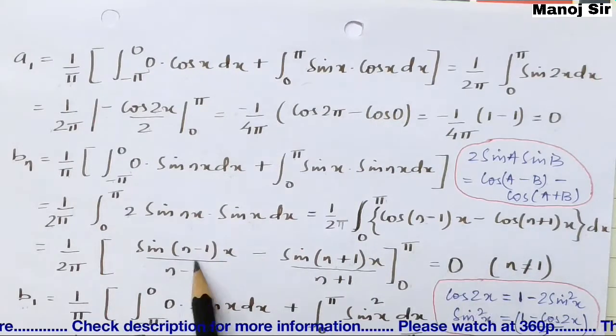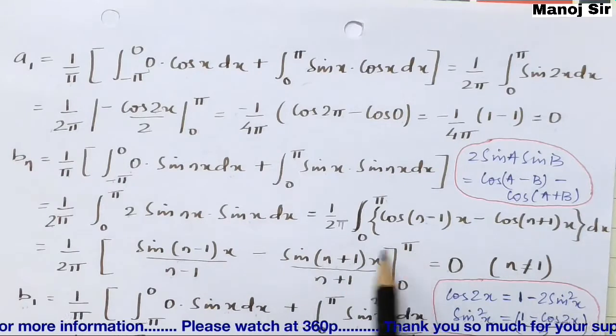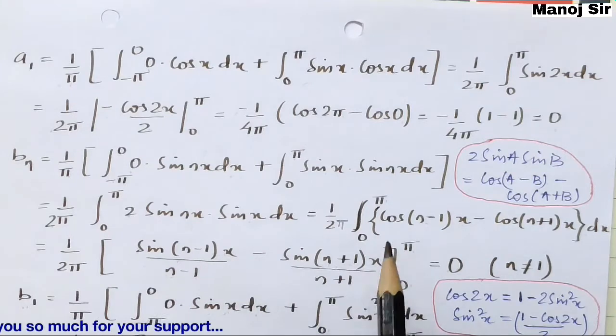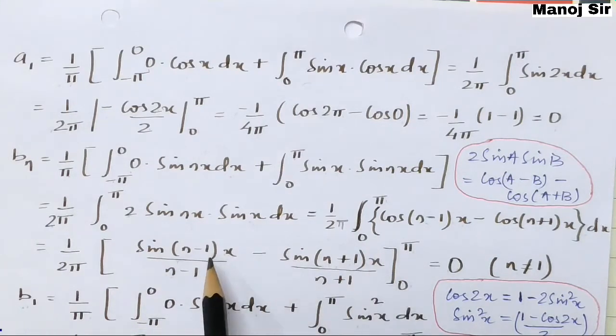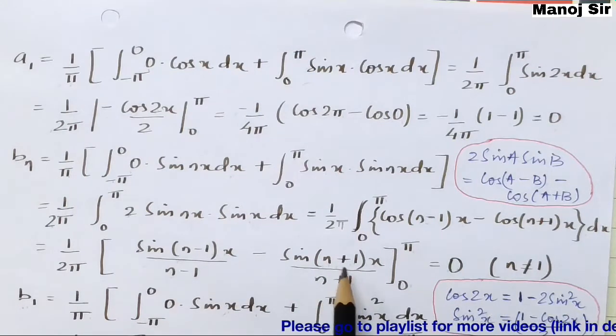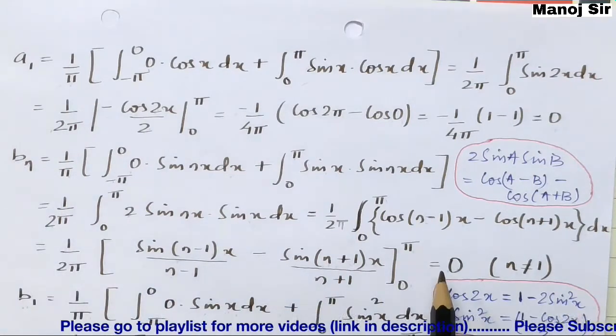Now here both will become 0, if you put pi or you put 0. I mean to say when you put the upper limit, both terms will become 0. When you put the lower limit, both terms will become 0. So bn will become 0.